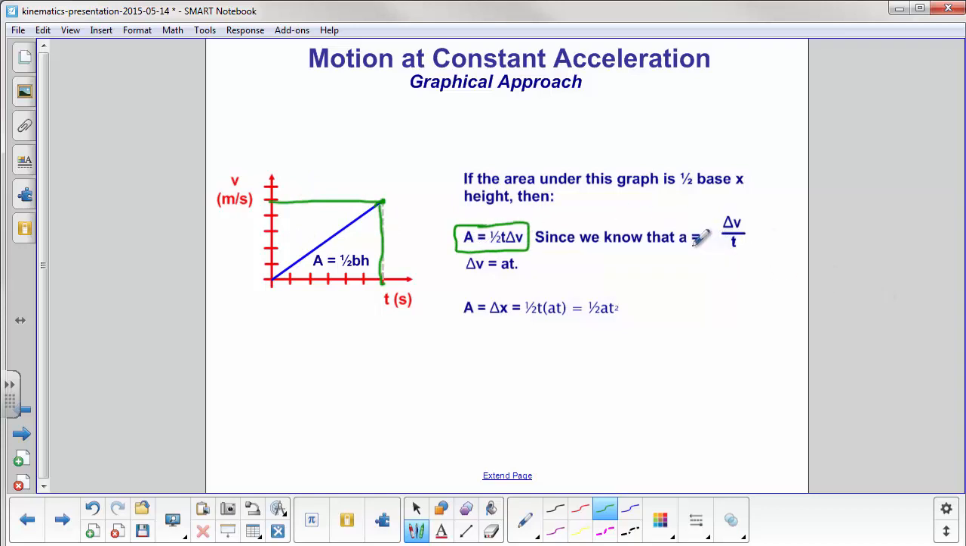Now, a, acceleration, is delta v over t. So we have delta v equals at. We just multiplied through by t, and we substitute this in right over here for that delta v. So we have the area is delta x, which equals 1/2 t times at, which is 1/2 at squared. So this is the contribution to the displacement due to the acceleration of this object that's moving.